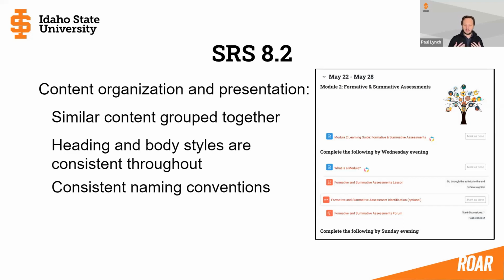And we have consistency in naming conventions. So we want to make sure that content of a specific type retains its naming structure throughout the course, just so there's no confusion. So let's say, for example, we're looking at this image again on my slide. I mentioned earlier that we have this learning guide. It's titled Module 2 Learning Guide, and then it has the module title, formative and summative assessments on it.